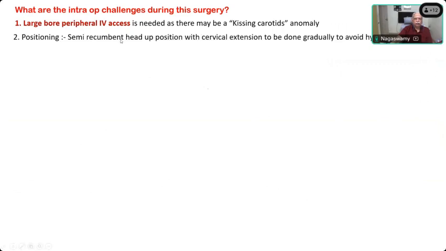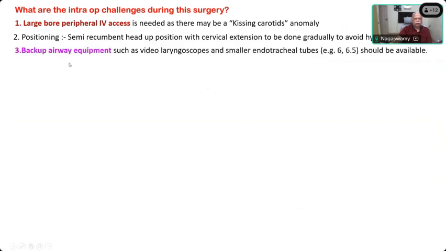Then positioning is semi-recumbent with head-up position with cervical extension, and this position is to be done in a gradual fashion to avoid sudden hypotension. If you straight away lift the patient from supine to 45-50 degree head up, they may have sudden hypotension. So it has to be done in gradual elevation. Have backup airway equipment before intubation, even a small size differential tube, because sometimes there may be a subglottic narrowing because of external compression.